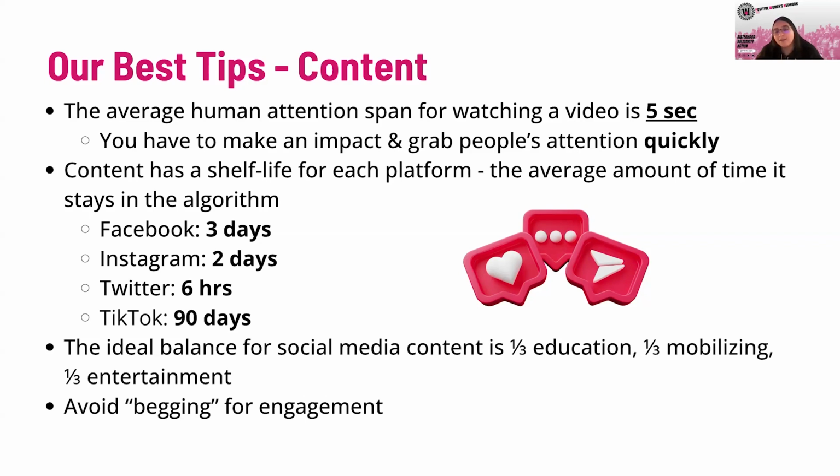The ideal balance for social media content is about 1/3 education, 1/3 mobilizing, and 1/3 entertainment. You don't want to just be educating folks because then it gets kind of boring, gets stale. They're not on social media to do research or write a dissertation. They're on social media to be entertained, to be informed, to see what's going on, and find ways to participate. And then one of the last tips is avoid begging for engagement.